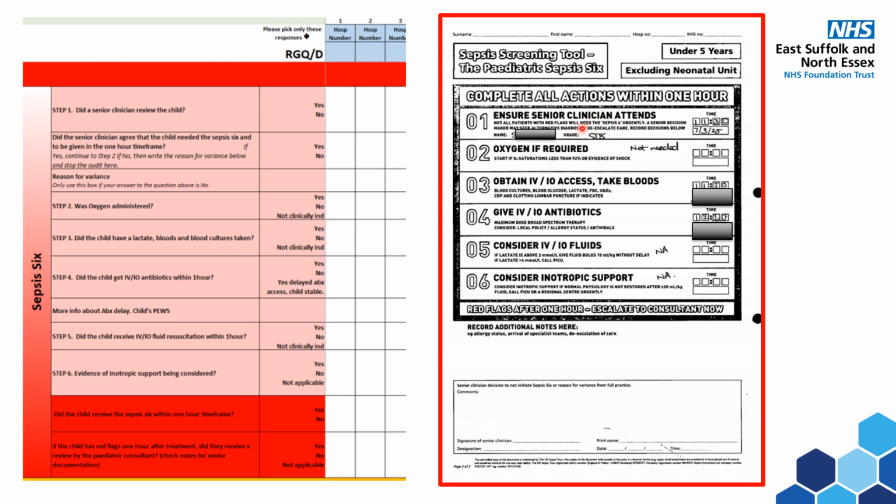And we can see that an ST8 has seen the child, so it has to be an ST4 and above, and I can see that they saw them at 11:30, so that's my time 0. So I'm going to write in yes there.